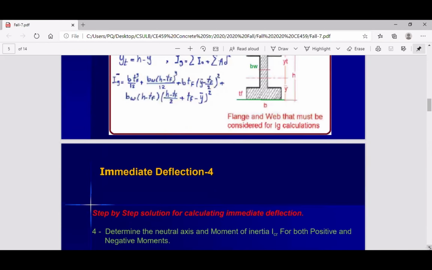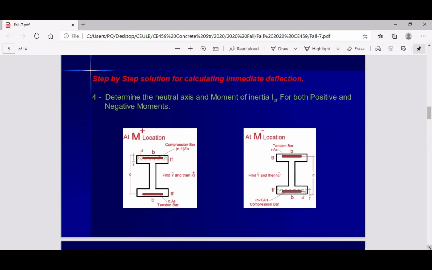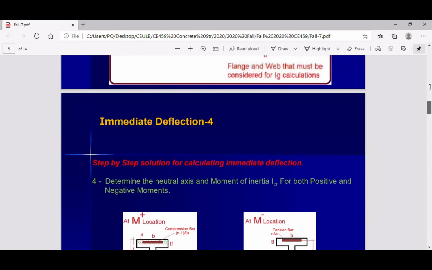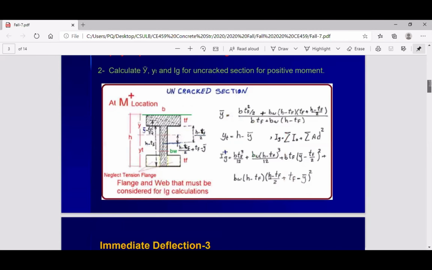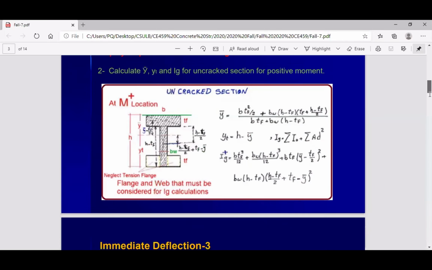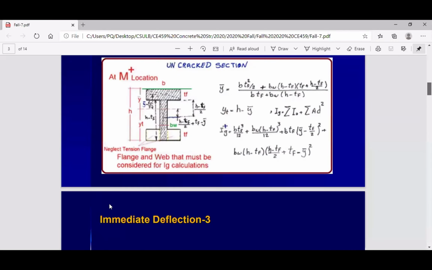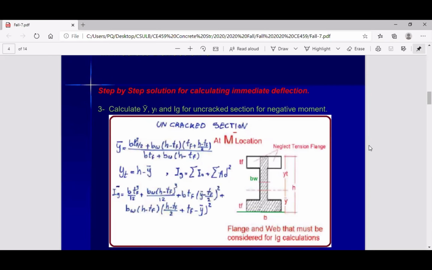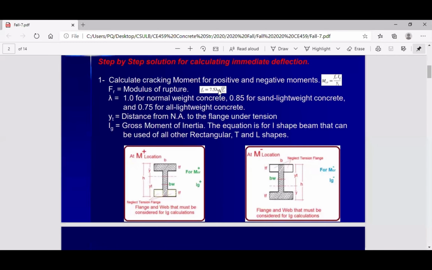Then I have to calculate the neutral axis and moment of inertia, so I have to calculate I crack. But first of all, let me go back to this one to make this complete. I want to make sure that you got this completely. Based on this, I calculated y bar, yt, IG positive. I calculated yt, IG negative. What does it mean? Based on this slide, we can calculate M crack.